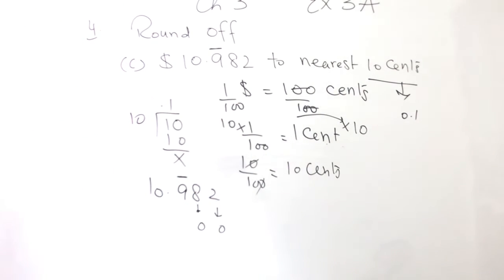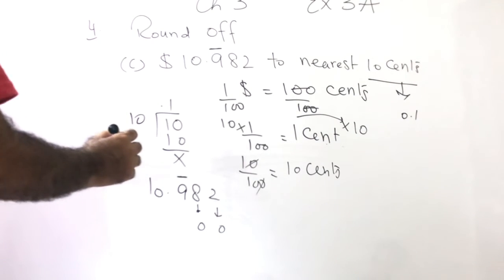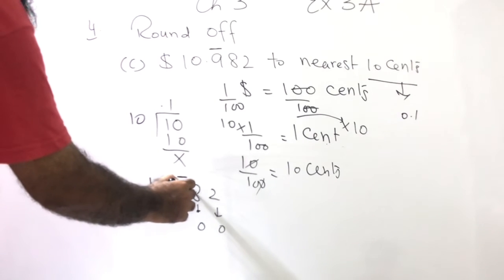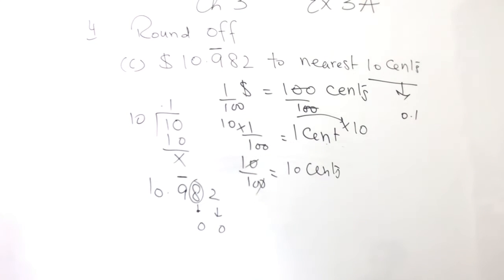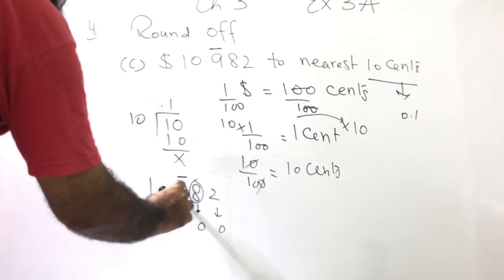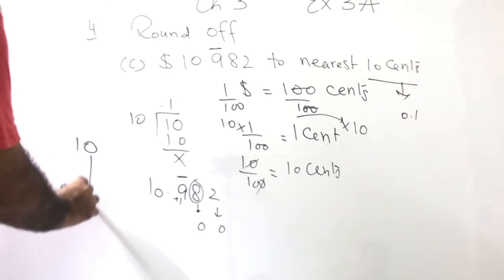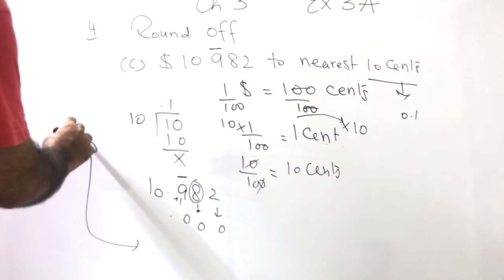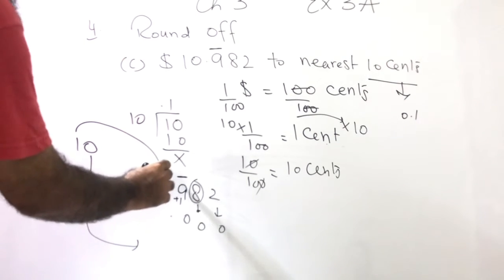Then the second part of the rule is that we need to look immediately at the right side, the immediate neighbor of this marked place. This is 8. So if this digit is greater than 5, then we add 1 to the marked place. It becomes 9 plus 1, 10. This 0 will come here. This 1 will be carried forward to the next place, plus 1. 0 plus 1 is 1.